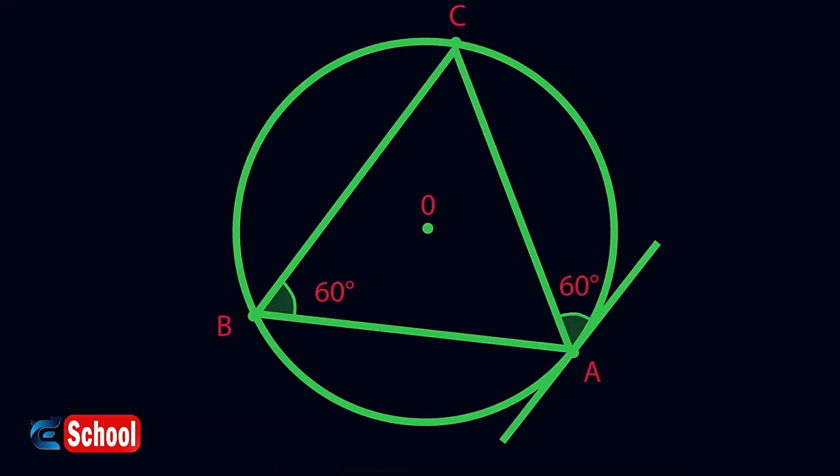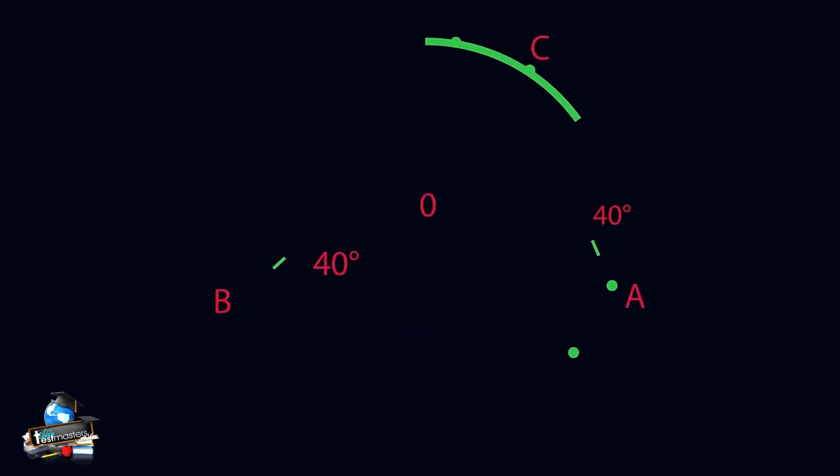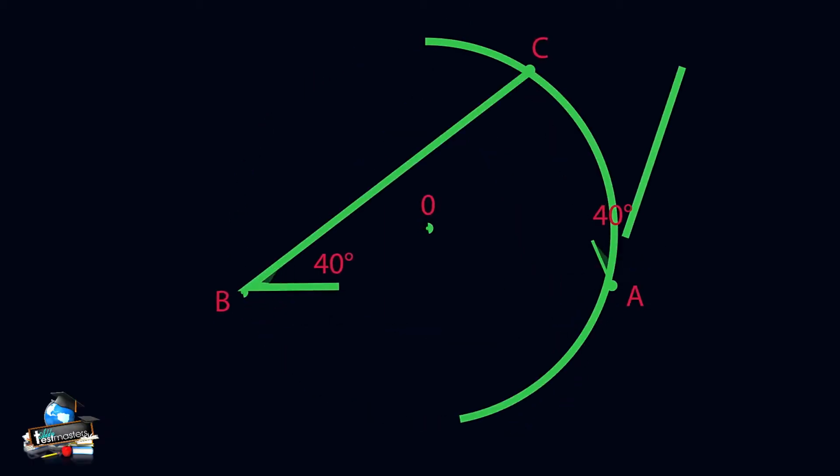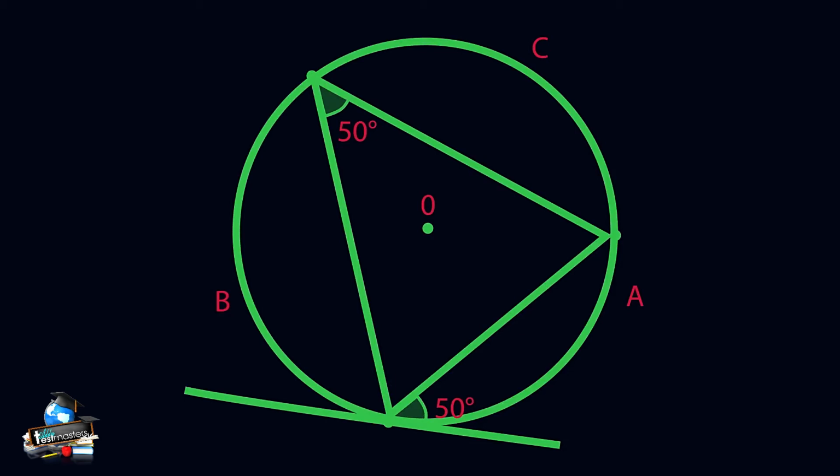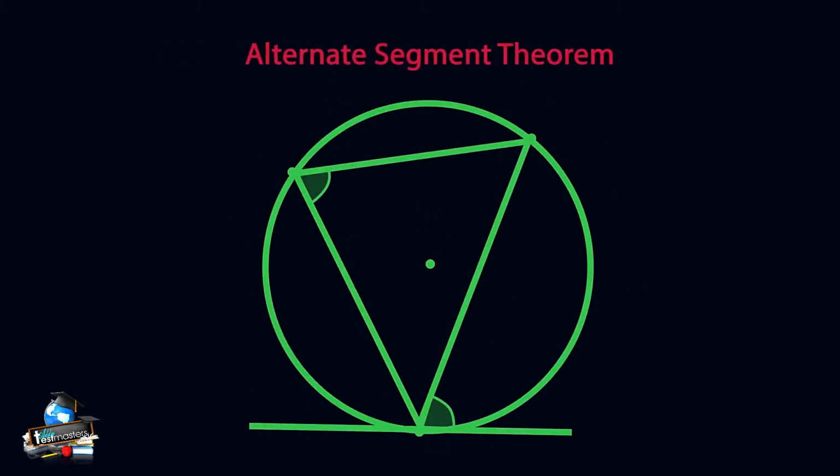There's just one final thing to learn about tangents and circles. Can you see what's happening with the angles? This theorem is known as the alternate segment theorem. The angle between a tangent and a chord is equal to the angle in the alternate segment.